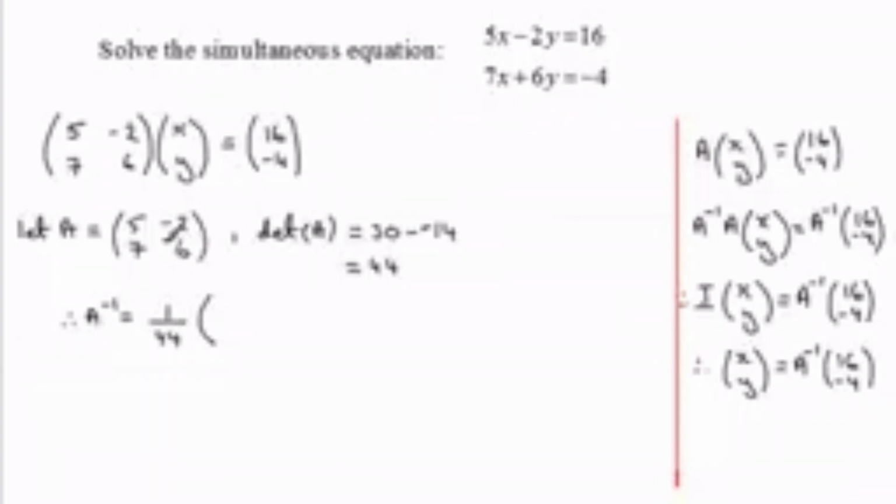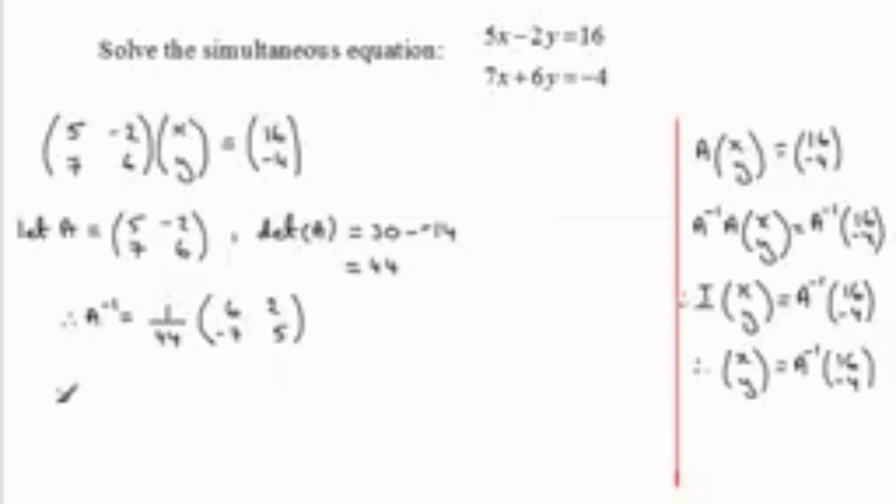And then what we did was we switched these two elements around, so 6 goes there, 5 goes there, and we change the sign of these two elements, so that's minus 7, and then changing the sign on the minus 2 just gives us the 2. So there's our inverse matrix. We could write this as 6 over 44, 2 over 44, minus 7 over 44, and 5 over 44. It's up to you, but I'm just going to leave it like this. I find it easier for problems like this.